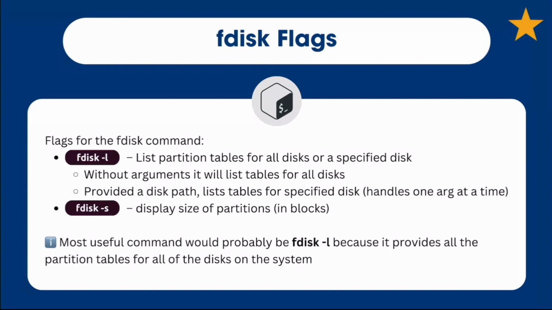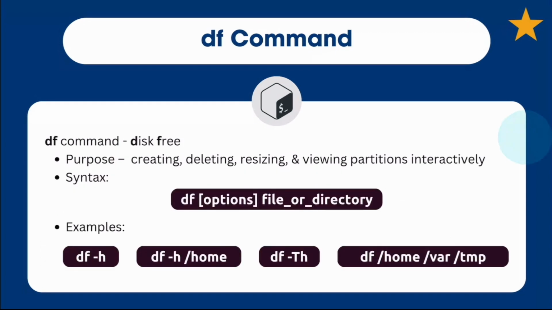In blocks, that's the unit they'll give it to you in. So it's useful if you just want to see the size of each partition, see how much of your main disk it's taking. My most useful command would probably be fdisk -l because it provides all the partition tables. Of course, fdisk on its own is also super important, right? Because that's really what makes partitioning possible.